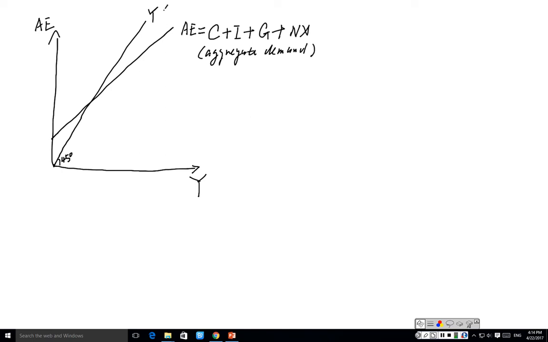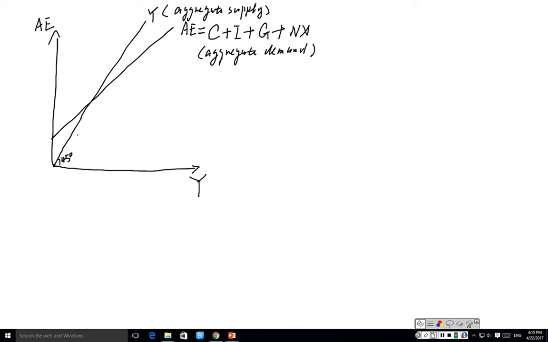And the Y here means the goods and services produced in the whole society. Another way to say it, Y is GDP. So Y represents the aggregate supply. That's an important part of this model. You have to keep in mind that aggregate expenditure represents the aggregate demand side, and Y represents the aggregate supply side.